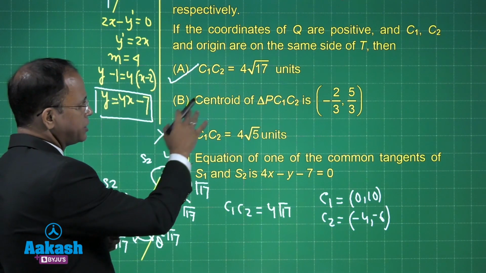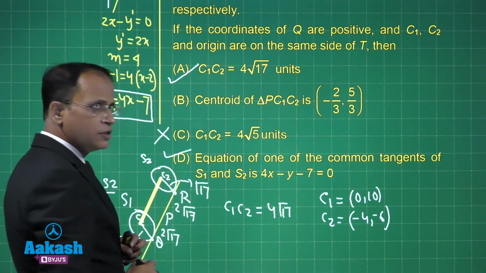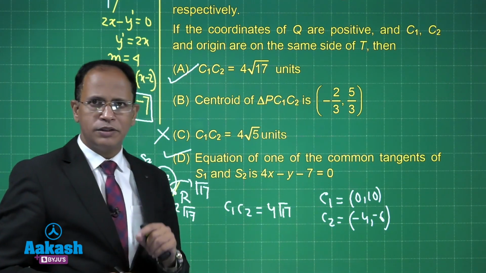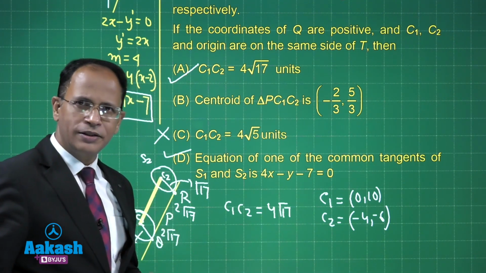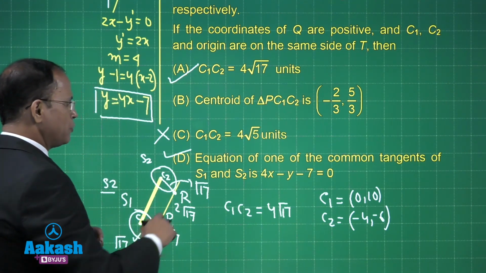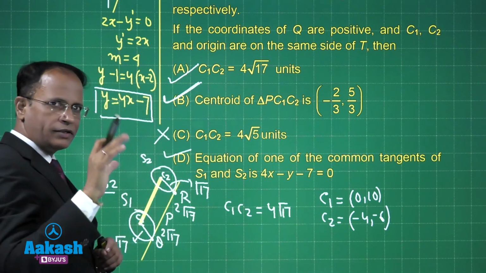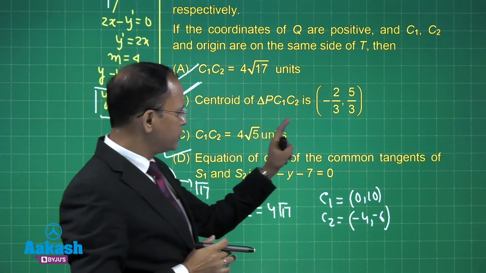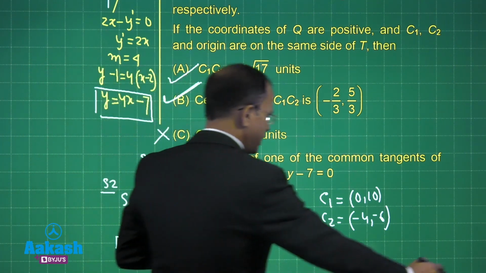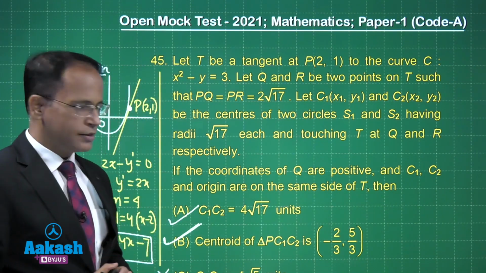Also, we know C1 and C2, so the centroid of P C1 C2 can be found. We know P. The centroid is x1 plus x2 plus x3 divided by 3, comma y1 plus y2 plus y3 divided by 3. If you use the concept of centroid with the coordinates, you will get the answer. So the final answer is going to be A, B, D. Okay, so hopefully this is clear to you.